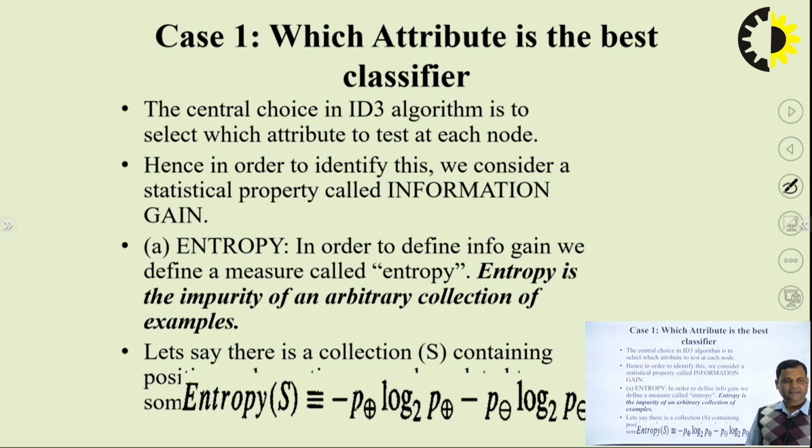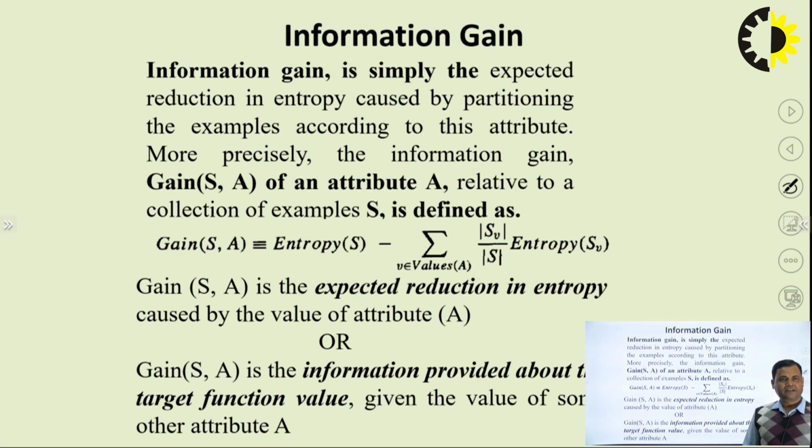If we have calculated the entropy of the attributes, then we can calculate the information gain. Expected information gain is simply the expected reduction in entropy caused by partitioning the examples according to this attribute. That defines the expected reduction in entropy, which is called the information gain.